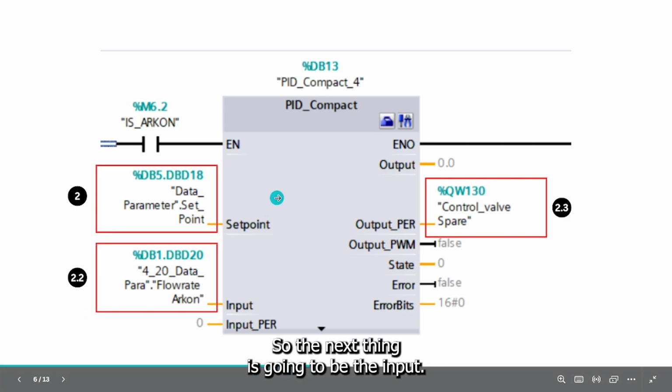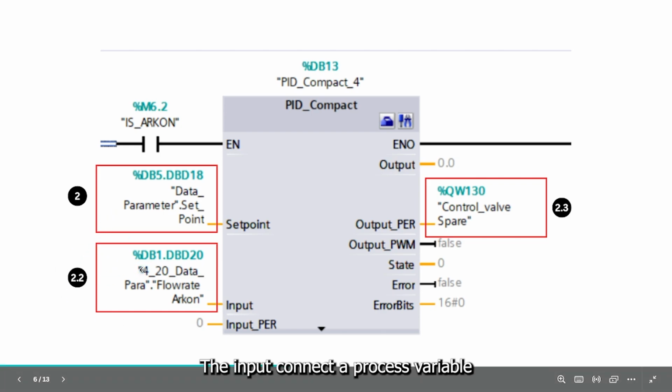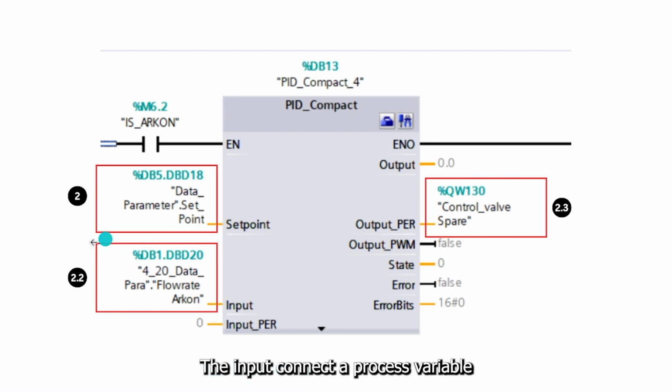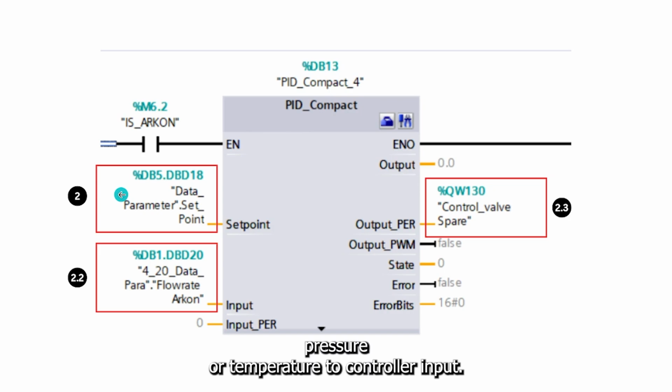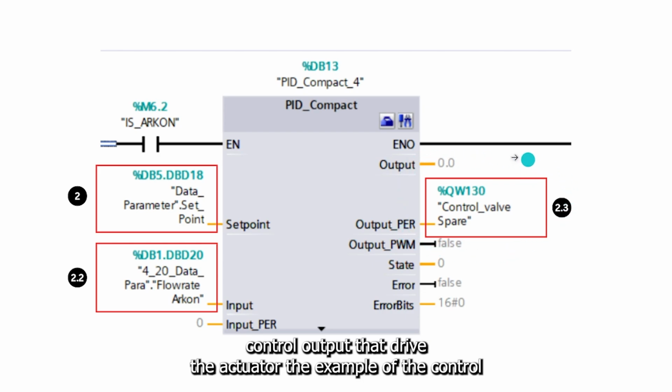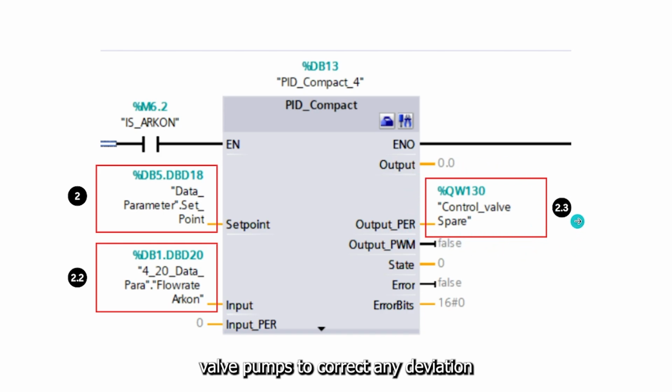So the next thing is going to be the input. The input connects a process variable, like flow rate, pressure, or temperature, to the controller input. And the output is going to be the controller output that drives the actuator, for example the control valve or pump, to correct any deviation from the set point.